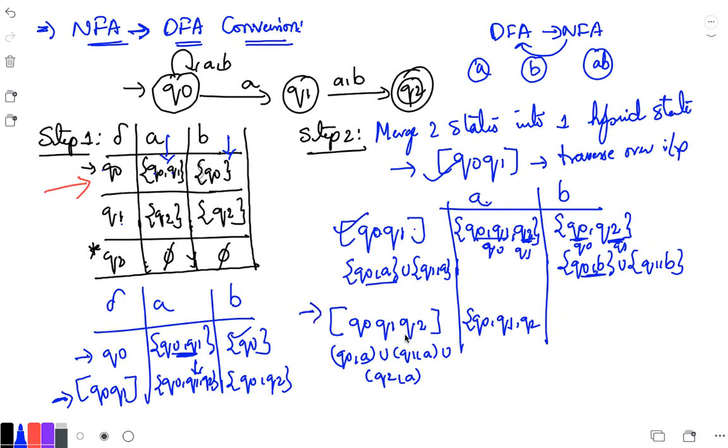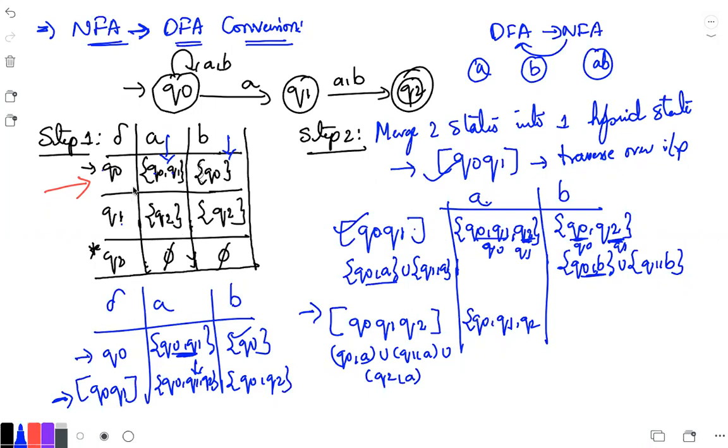This is my new state. Again, I'm traversing it over input. So only two steps: merge the state, traverse over the input. That's it. So Q0, Q1, Q2 on A. Where am I? Q0 on A. Q0 on A is Q0, Q1.